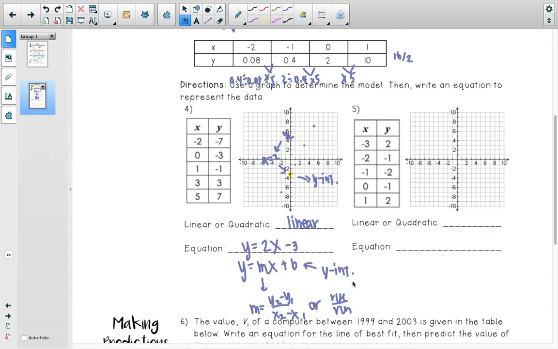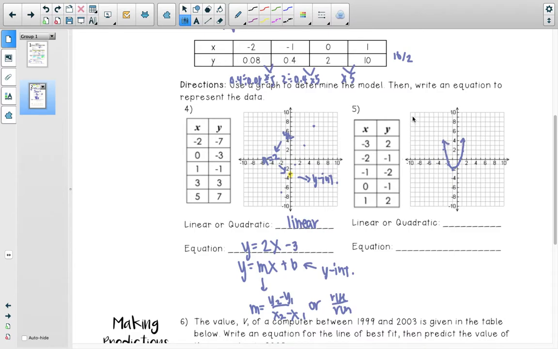Plot the points for number 5. So go ahead and do that on your own. We have -3, +2. We have -2, -1. We have -1, -2. We have 0, -1. And that should be indicated right away where we're at, because the only points that repeat would be a quadratic.